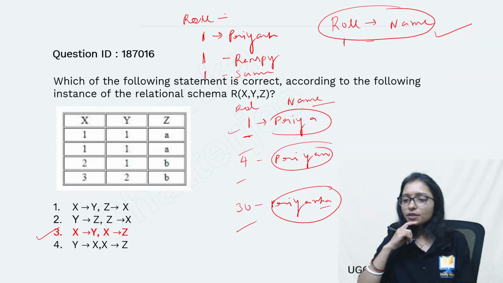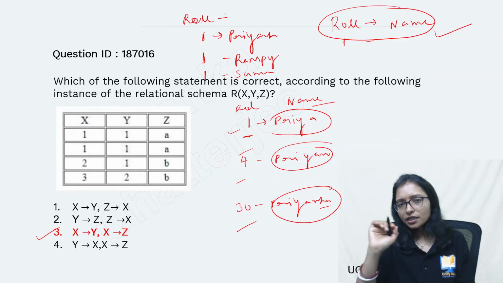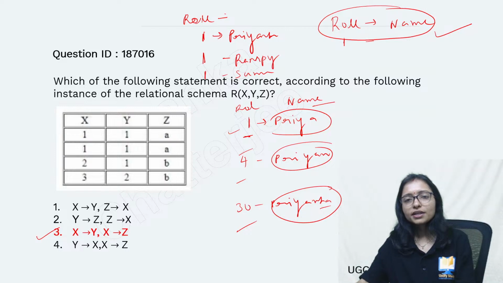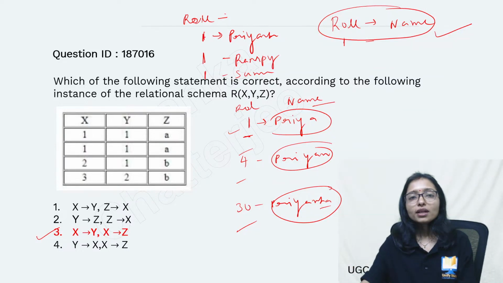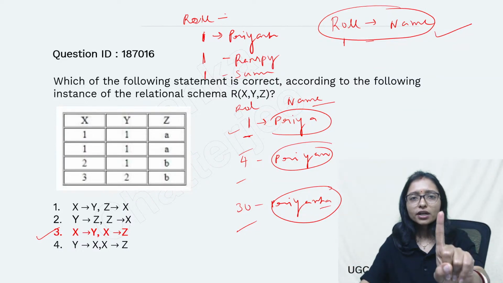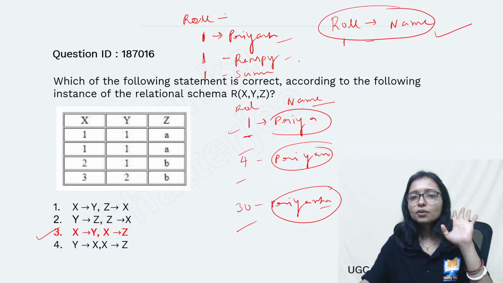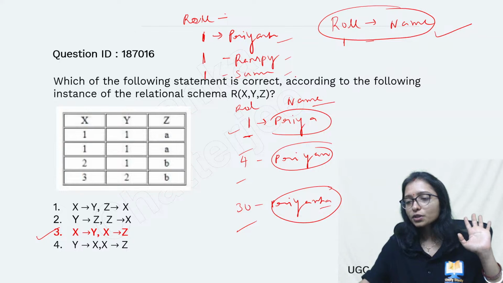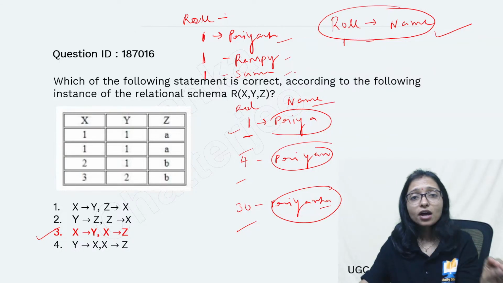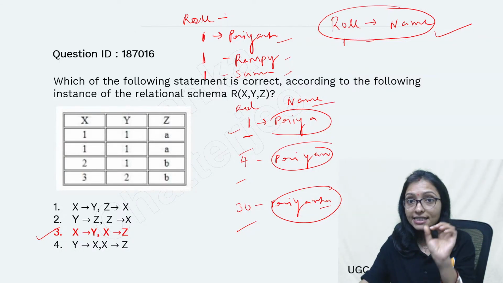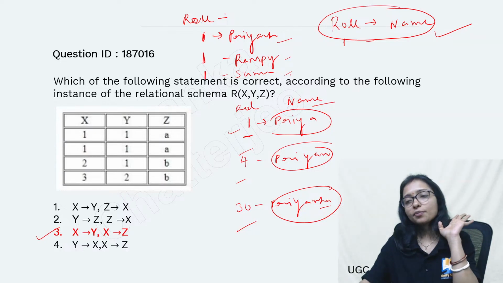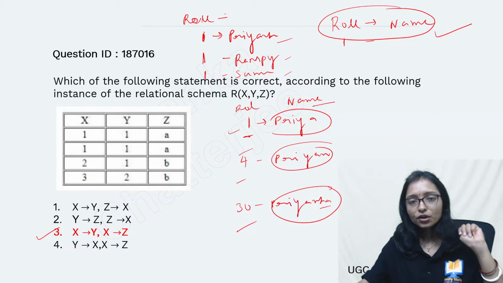Is this possible? Think about it. This is never possible, right? In one class, roll number 1 can be one student only. Roll number 1 cannot be Priyanka, cannot be Rampi, and cannot be Susuma. It is never possible. That is the main point of functional dependency.